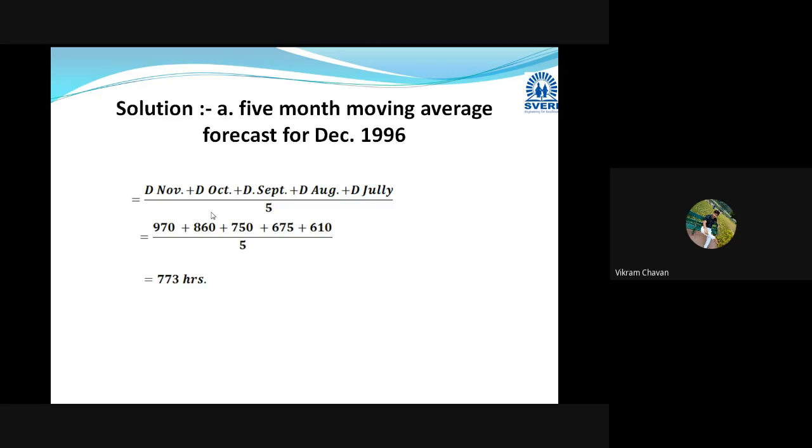In case of a simple moving average, we have seen that the weightage is the same, constant throughout the data. So for that purpose, we have divided by 5 throughout the data. That is nothing but 1/5 for November, 1/5 for October, 1/5 for September, 1/5 for August, and 1/5 for July demand. So we'll get the answer 773 hours.